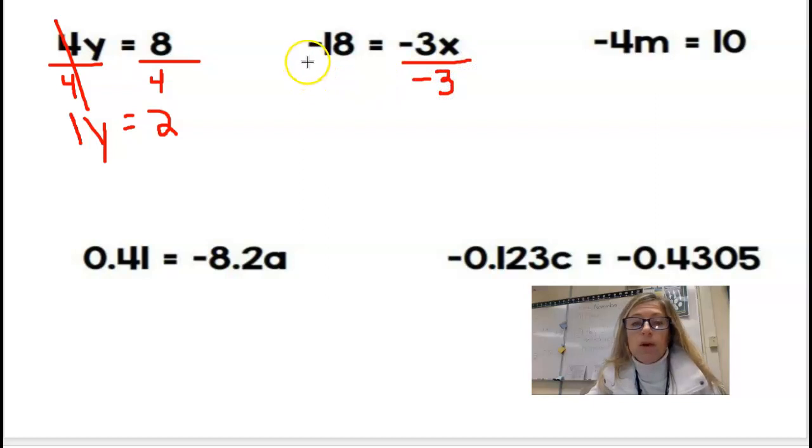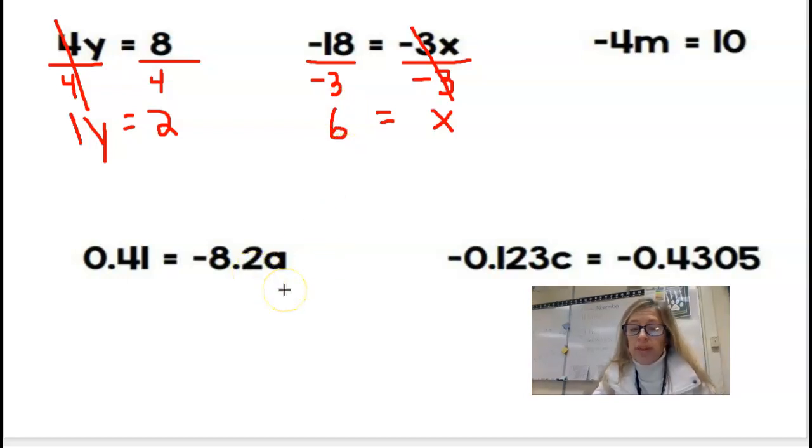All right. On this side, I have to divide this by negative 3 because whatever I do to one side, I must do to the other side. Negative 3 divided by negative 3 is just 1, so I'm left with 1x. And negative 18 divided by negative 3, negative divided by a negative is a positive. So this is positive 6, and there's my answer.